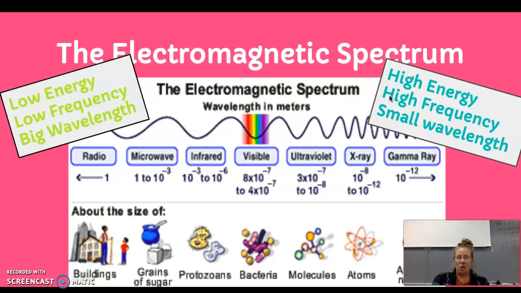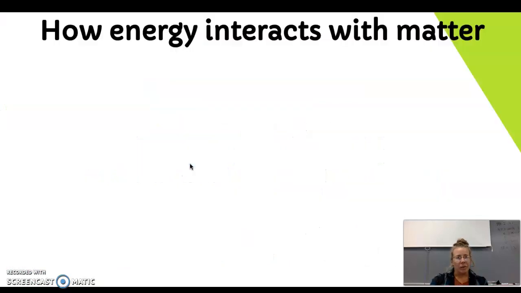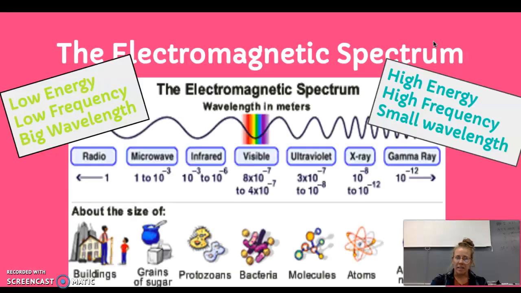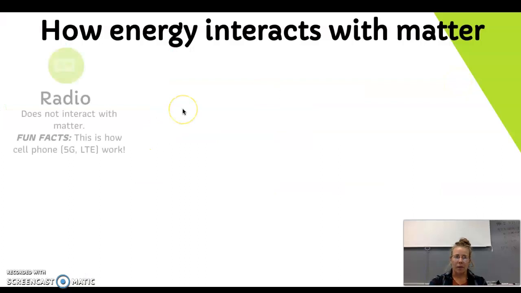Okay. So what we're going to look at is what happens if we shine or put any of these different types of light energy onto matter, onto atoms. What is it actually going to do to them? So here we go. How does energy actually interact with matter? If I take any of these types of energy and shine them onto matter, what's going to happen?